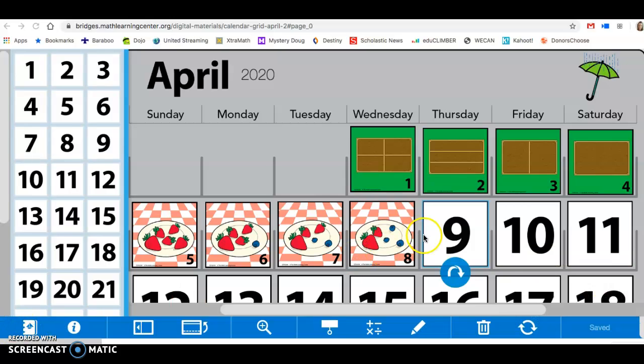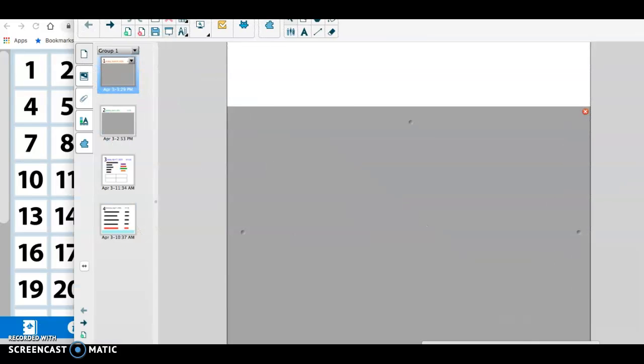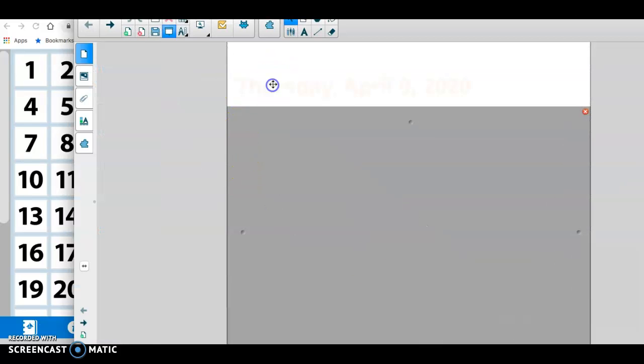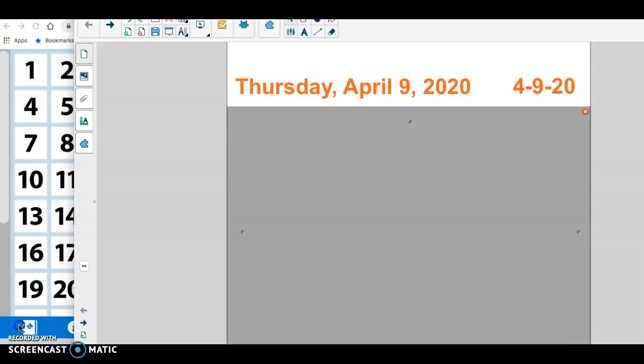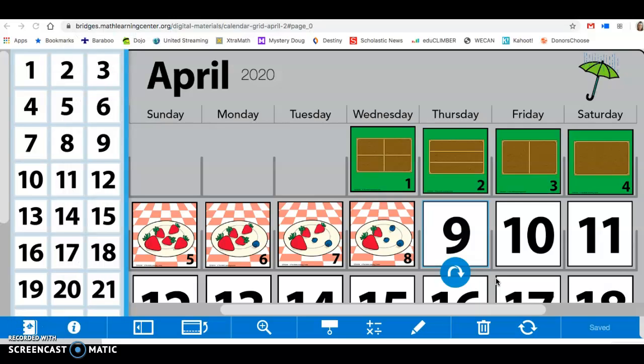Please say the date with me. Today is Thursday, April 9th, 2020. Let's see how we would write that in words and numbers. In words, we would say it was Thursday, April 9th, 2020, and in numbers, 4-9-20. Now let's flip over that new card and see what we find.